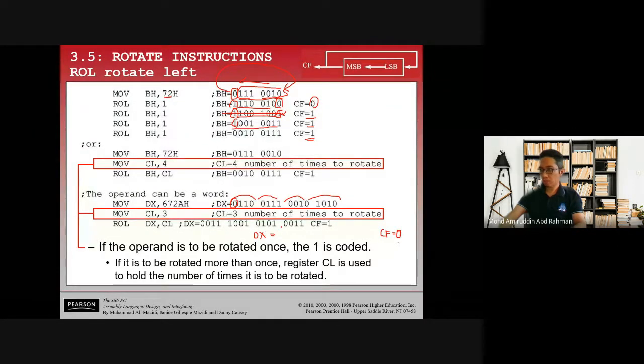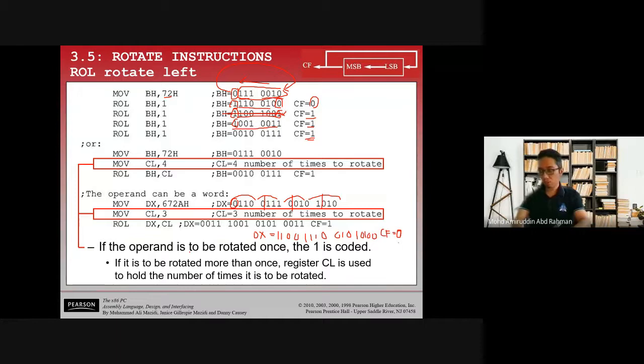Okay, your DX is right, 1 1 0 0. That's correct. To make it easy, I separate it by 4, so it is easier for you to just write it. 1 1 1 0 and then 0 1 0 1. That's correct. And then you have 0 1 0 and also 0. Good. Thank you, Azira.